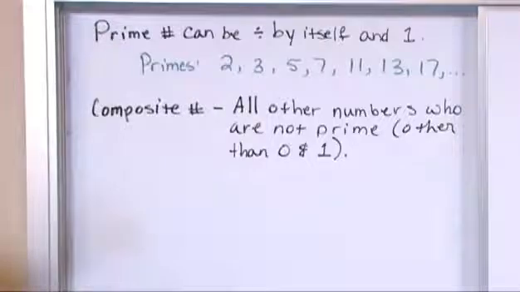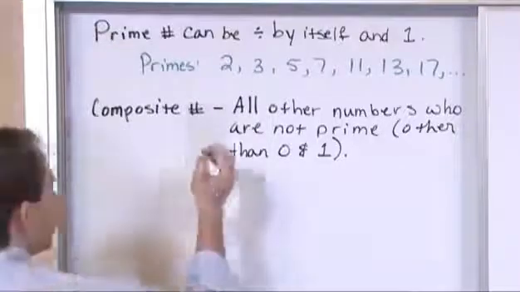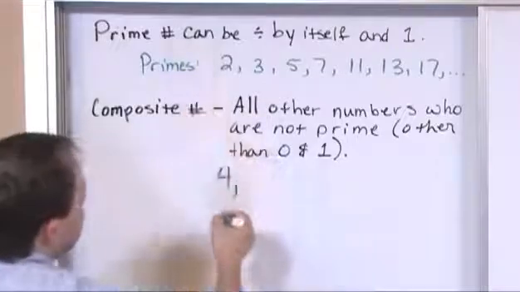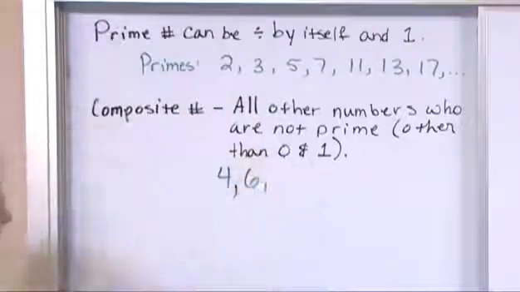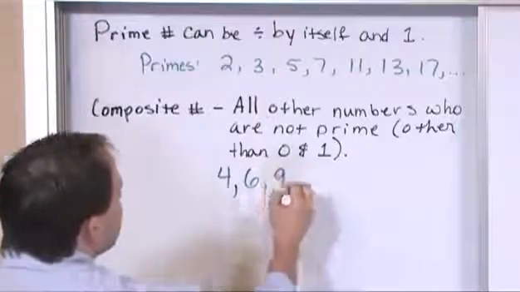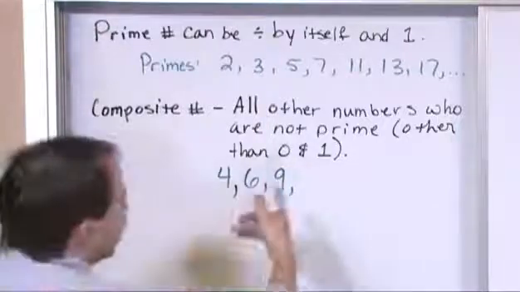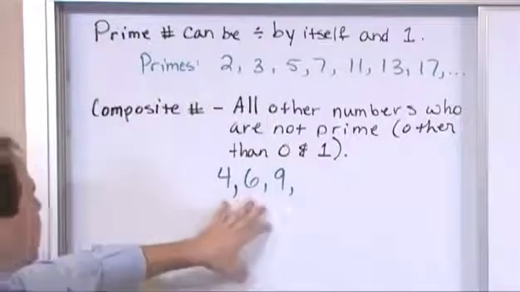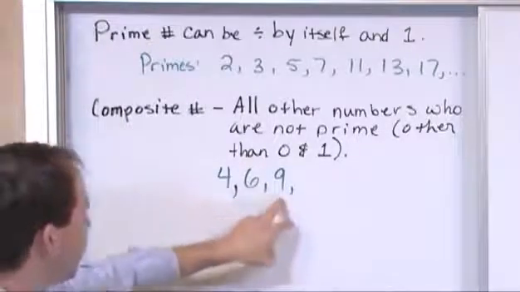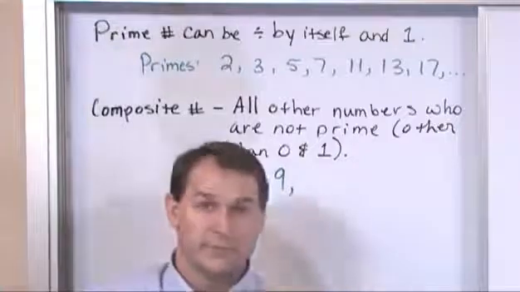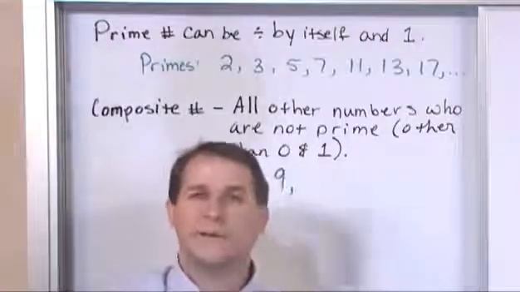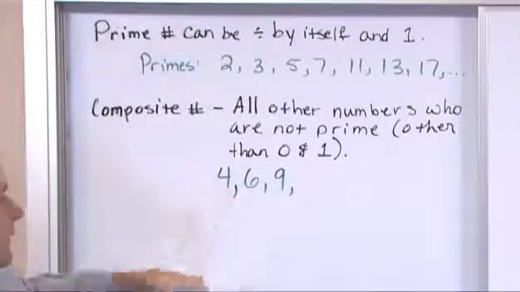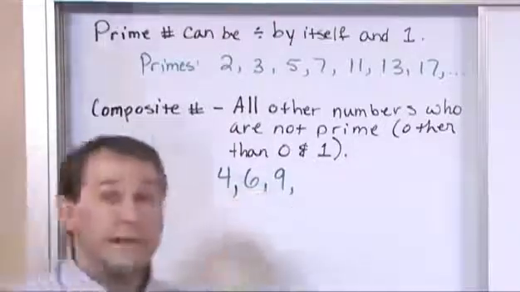So, for instance, the number 4 is a composite number because it's not in this list. The number 6 is a composite number because it's not in this list. The number 9 is a composite number because it's not in that list, and so on. I could keep listing numbers out, but you can sort of see that it should be a composite number because all of these numbers can be divisible by other things besides itself and 1. So, for instance, 4 can be divided by 2, 6 can be divided by 2, 9 can be divided by 3.